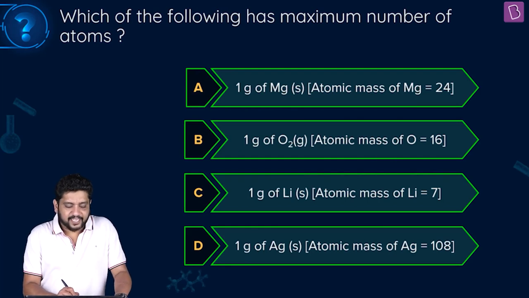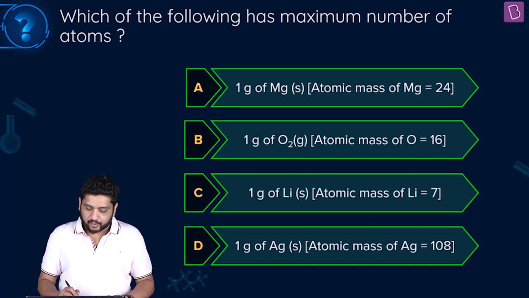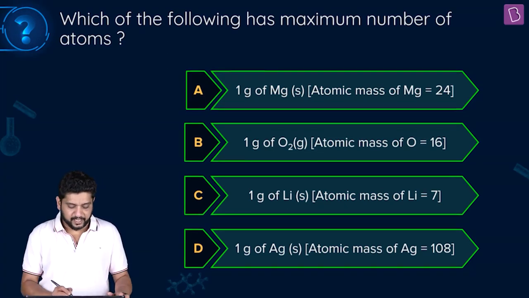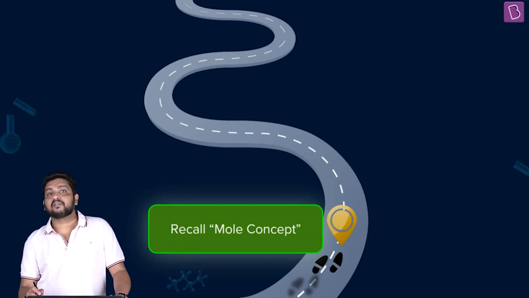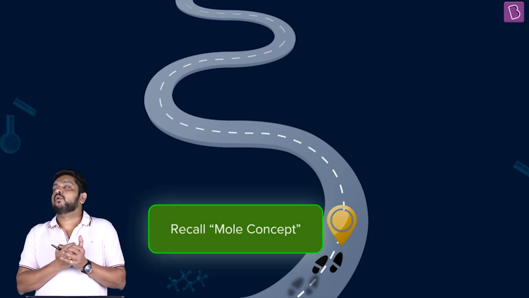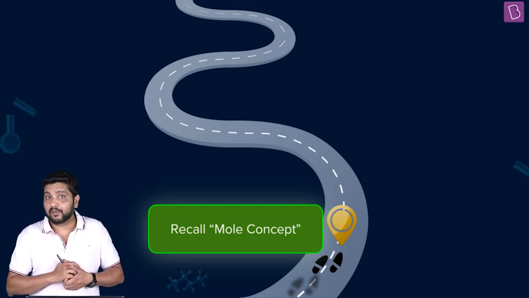So the options are 1 gram magnesium, 1 gram oxygen, 1 gram lithium and 1 gram of silver, right? Atomic masses are given for all of these. We have to find out the maximum number of atoms, right? So let's try to calculate the number of atoms. How do we find the number of atoms? Whenever the weight of a substance is given, we can divide that weight by molar mass to get the number of moles.